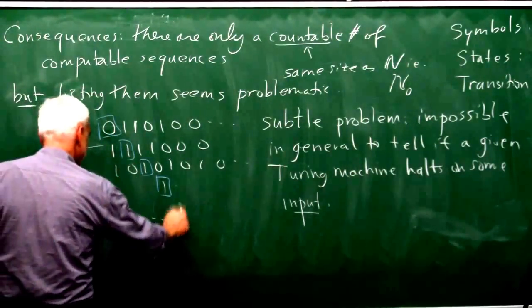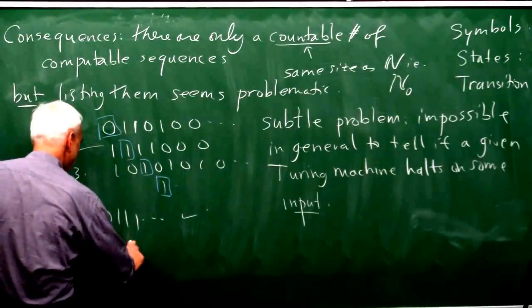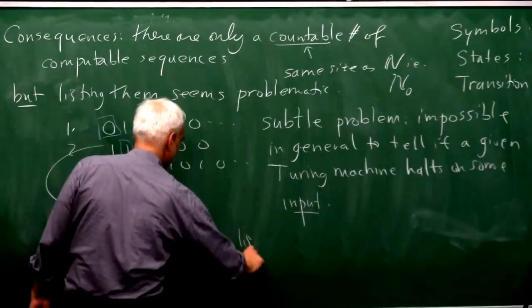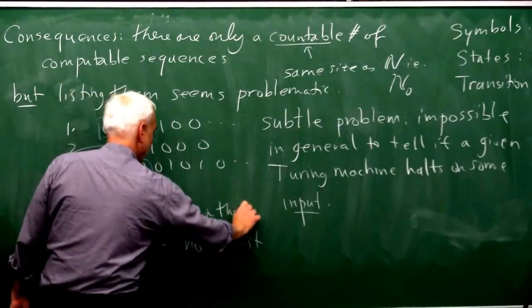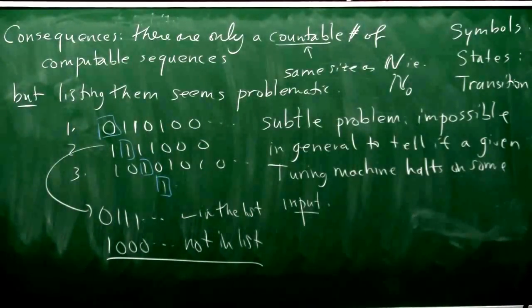Oh yeah, okay, right. This is the list, right? Absolutely. So we have to take the opposite, 1000, which is not in the list. Exactly. Thank you. This one's in the list, and we change the digits to get something that's not in the list. Thanks.